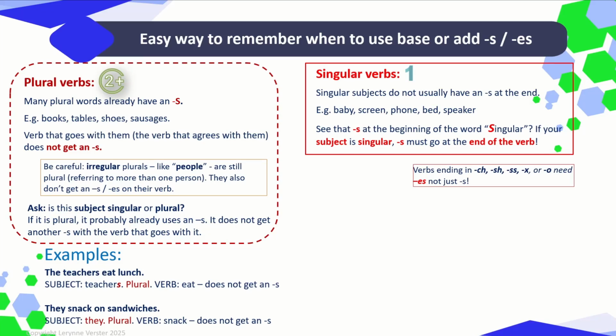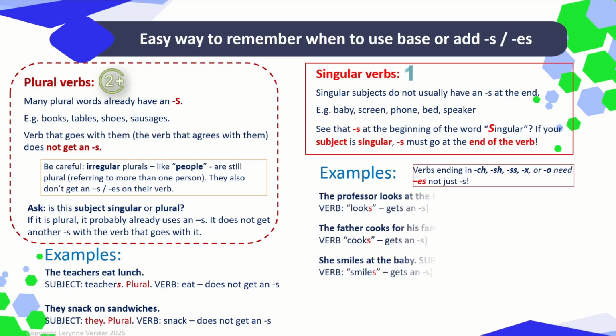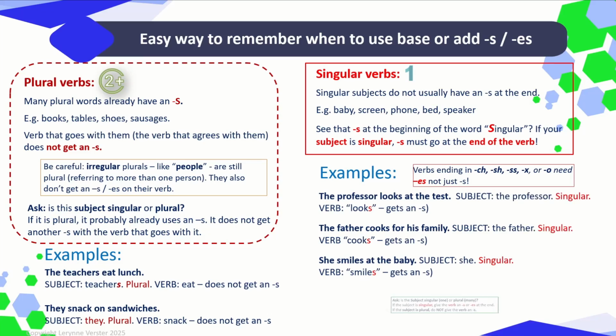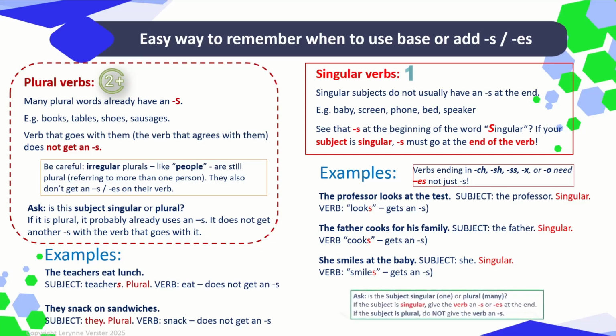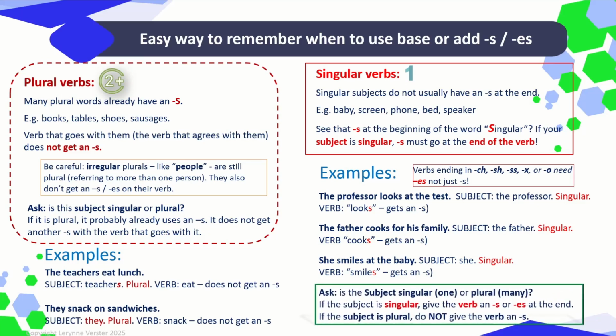For example, the professor looks at the test. The subject is the professor. Singular. The verb is looks, it gets an s. The father cooks for his family. The subject is the father. Singular. The verb is cooks, it gets an s. She smiles at the baby. The subject is she. Singular. The verb is smiles, it gets an s. Always ask yourself, is the subject singular, one, or plural, many? If the subject is singular, give the verb an s or es at the end. If the subject is plural, do not give the verb an s.